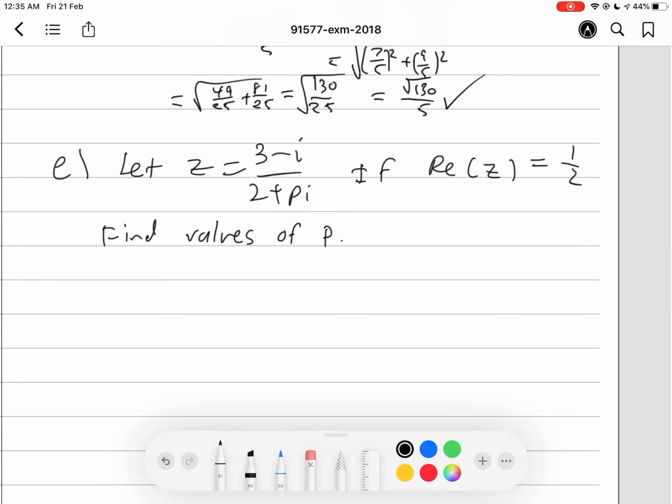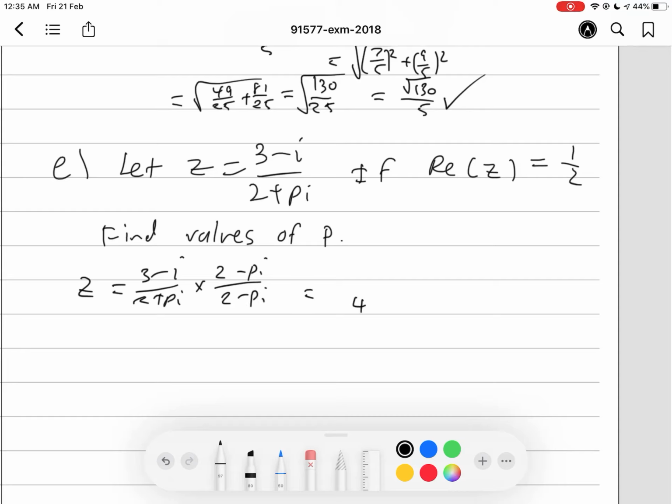So question E, okay, we're almost there. I'm getting really tired, so we're almost there. Let z equal 3 minus i over 2 plus pi. If the real part of z equals 1/2, find the values of p. So first things first, once again, we have to rationalize the denominator. So we've got to multiply by the conjugate.